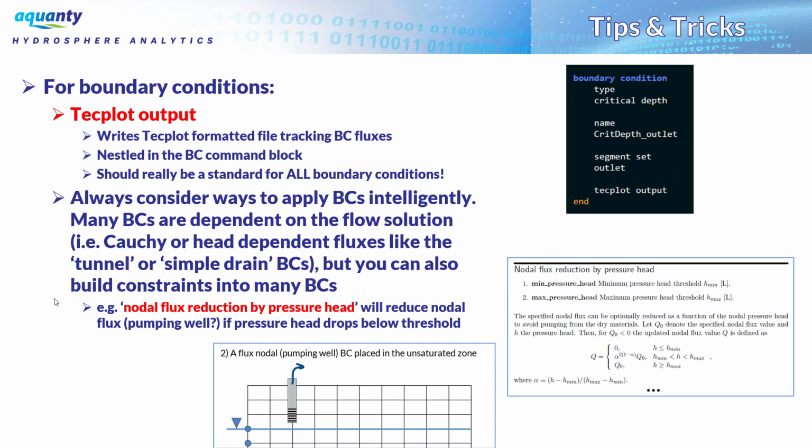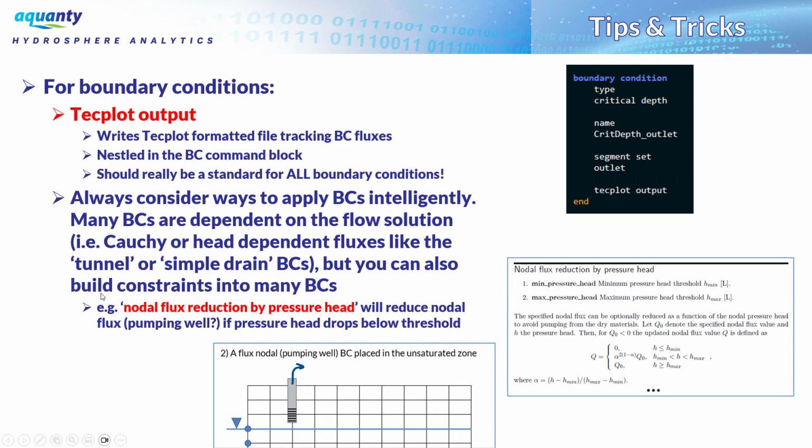And then I'll also just note that a lot of boundary conditions have optional constraints that you can apply to them to make them behave a little bit more intelligently. That example that we had before about a flux nodal boundary condition in an unsaturated zone. Well, you could apply nodal flux reduction by pressure head, which will automatically modify the flux value based on a user-defined pressure head. In this case, if it was completely dry, we would expect that nodal flux to reduce to 0.